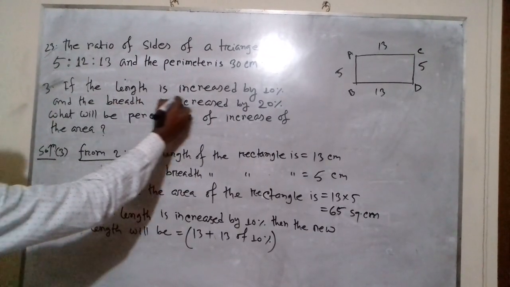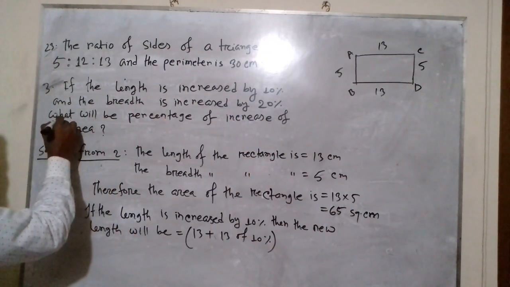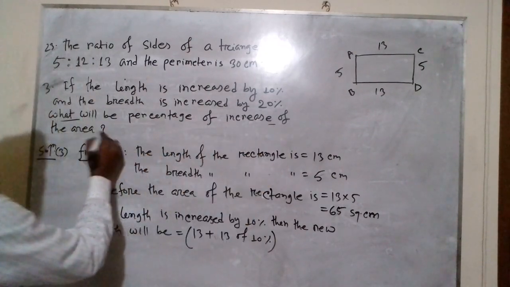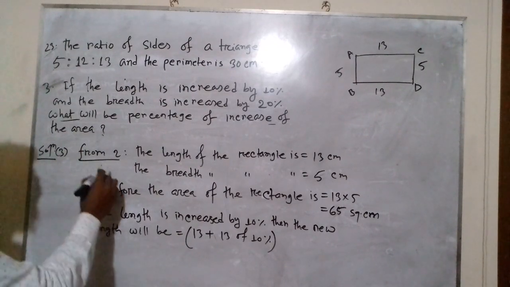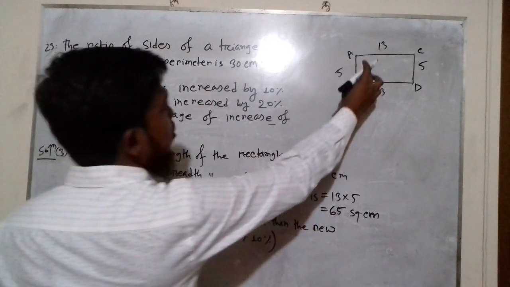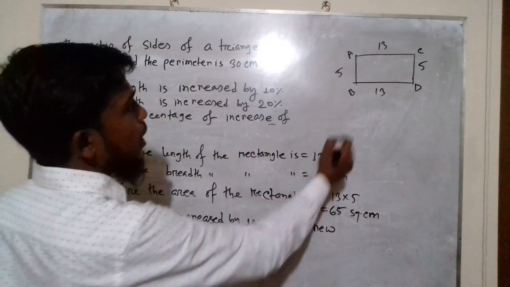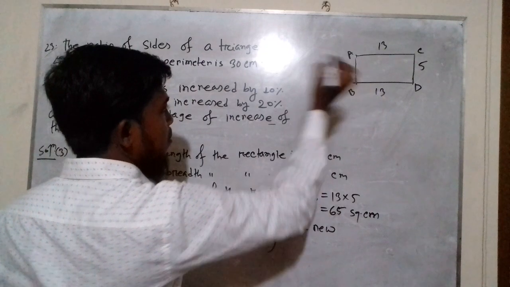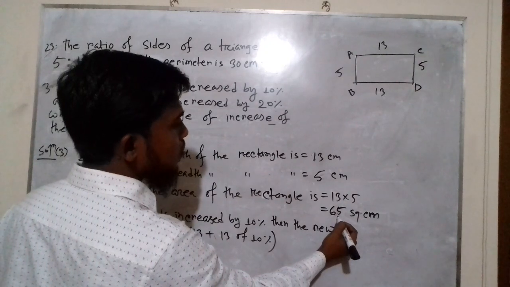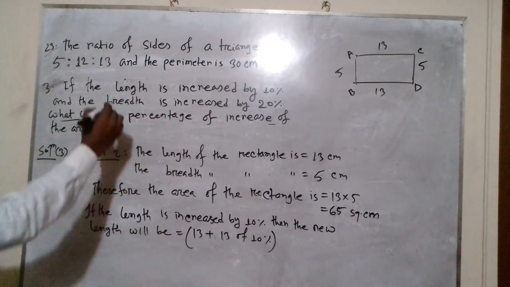Number 3, if the length is increased by 10% and the breadth is increased by 20%, what will be the percentage of increase of the area? So from 2, the length of the rectangle is 13 centimeter and the breadth of the rectangle is 5 centimeter. So therefore the area of the rectangle is 13 into 5. This equals 65 square centimeter.